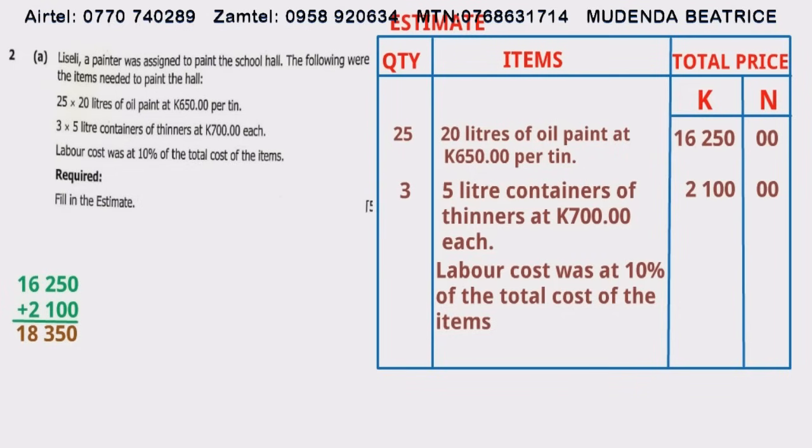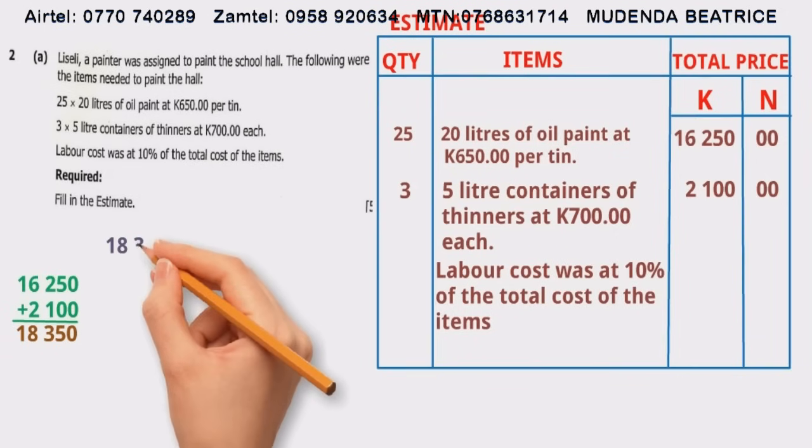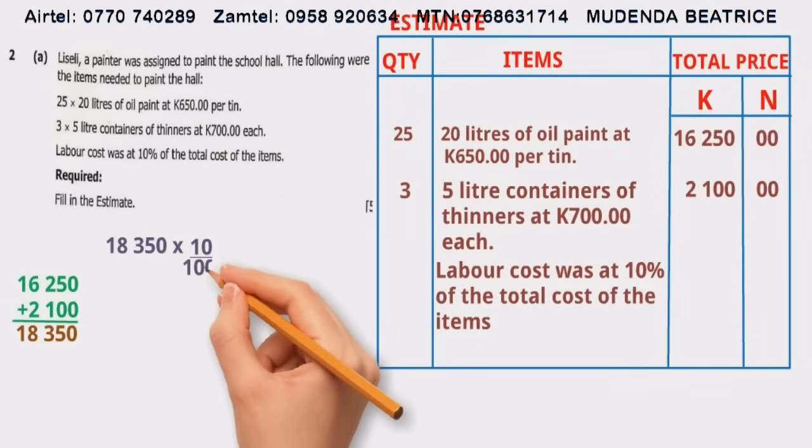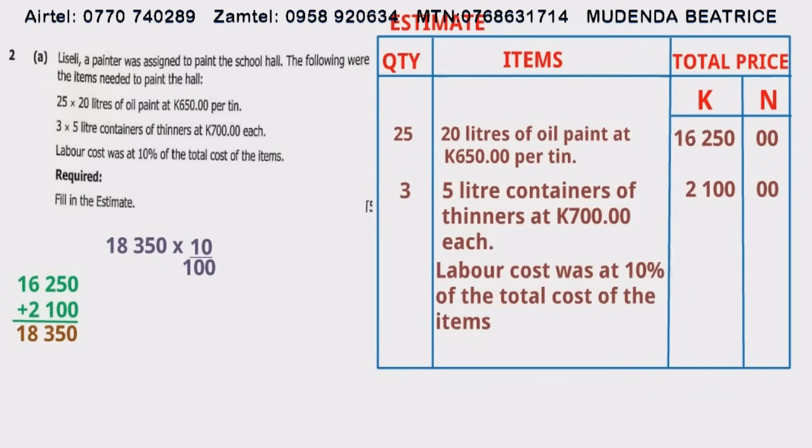Okay, then 18,350 kwacha is the total cost. Then we are going to multiply it by 10 over 100. Why 10 over 100? Because percent means out of 100. So if we say 10%, we are saying 10 out of 100. So we say 18,350 kwacha times 10 over 100.